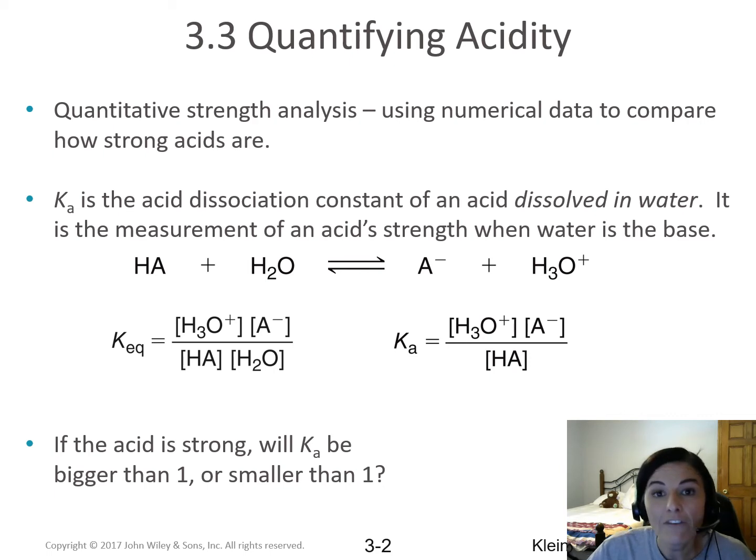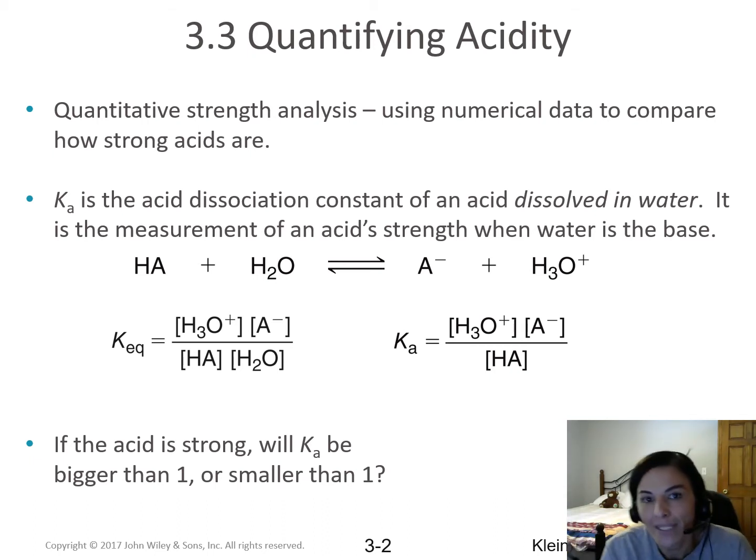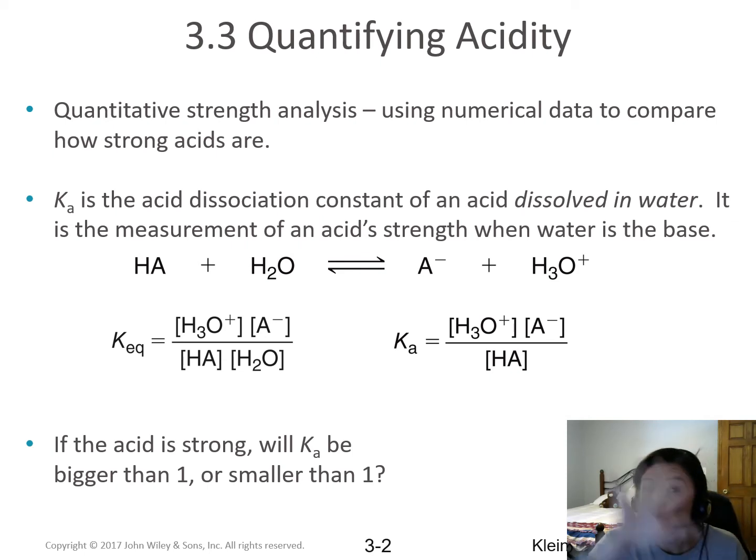Okay, the inverse is true for a weak acid. A weak acid tends to hold onto its proton. It's not great at giving away its proton. So when water tries to come take it away, it's still hanging on to some of its proton. That means our products are going to be small and our reactants are going to be big, and our equilibrium constant would be less than 1 for a weak acid.